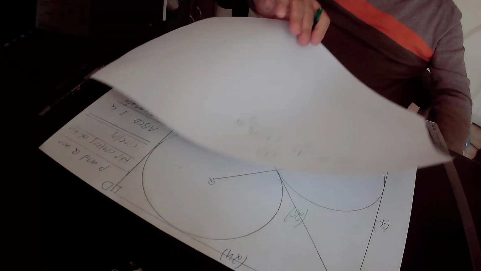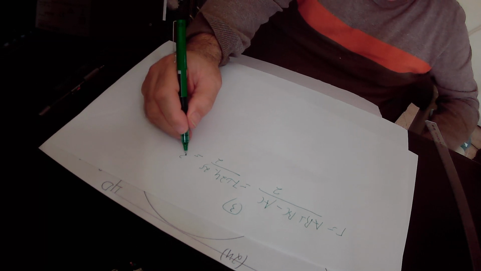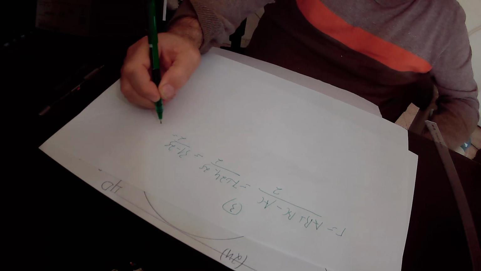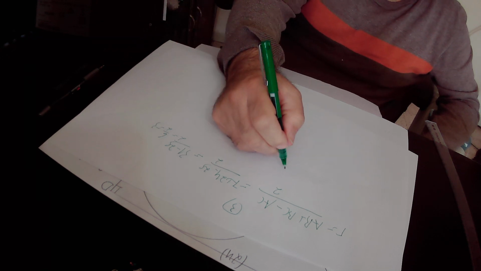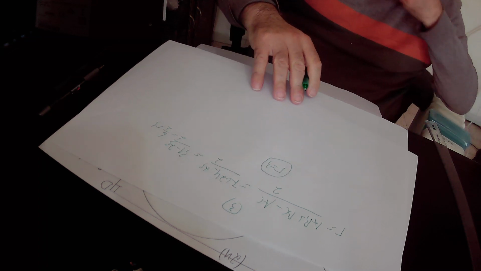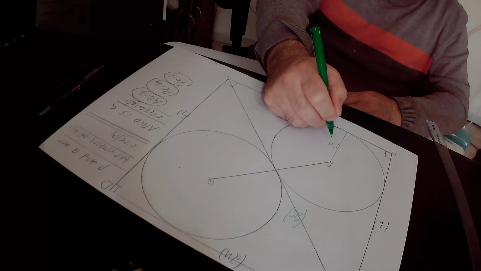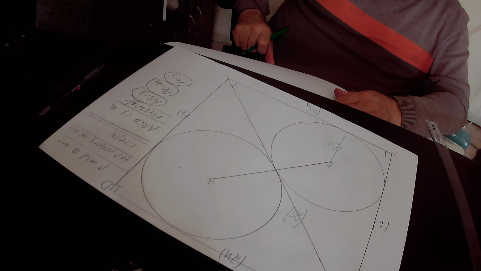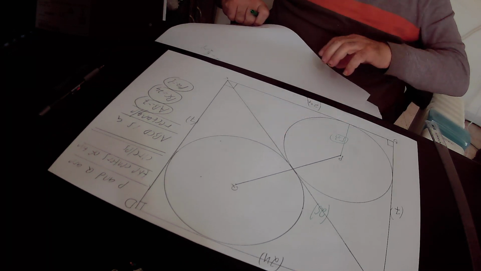So we found out that the radius of the left circle equals 7 plus 24 is 31, minus 25 over 2. 31 minus 25 is 6, and 6 over 2 is 3. So finally, the radius of the left circle, R, equals 3 units in its length. Likewise, we find out the radius of the right circle here.